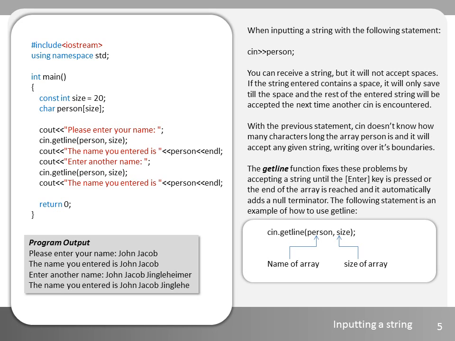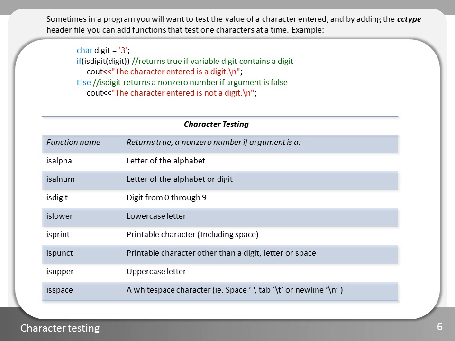You call cin.getline with the name and size of the array as parameters. getline then takes care of receiving the string similarly to a normal cin. If the entered string is longer, it then receives up to the size of the array, adding the null character at the end, and discards the rest. Sometimes in a program, you will want to test the value of a character entered, and by adding the cctype header file, you can add functions that test one character at a time.